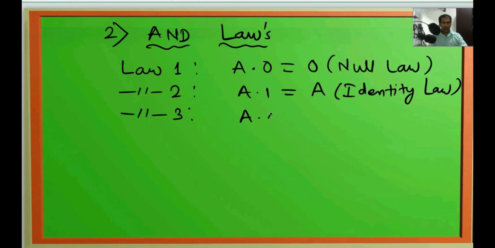The third law: if A dot A is there, that is equal to A only. Suppose A is 0, it will be 0. If A is 1, it will be 1. If we take A dot A bar, it will be 0. These are the 4 AND laws.